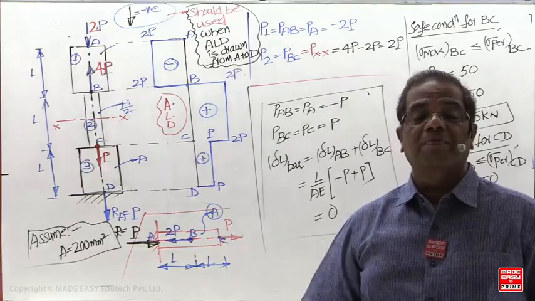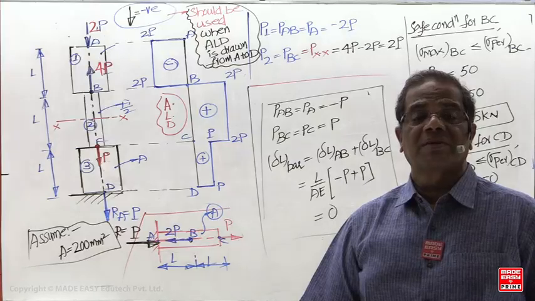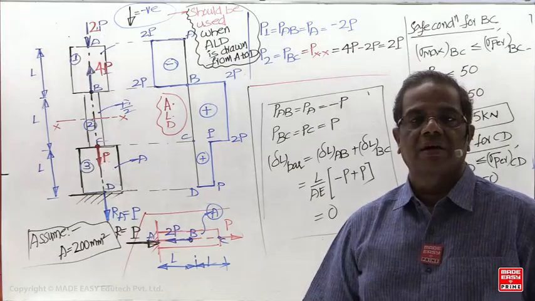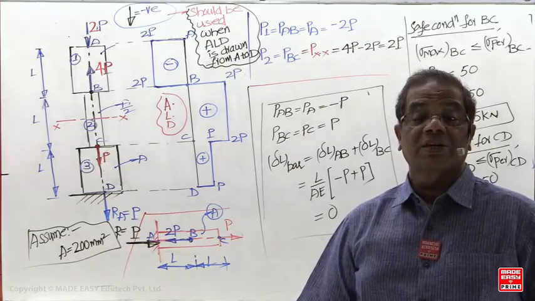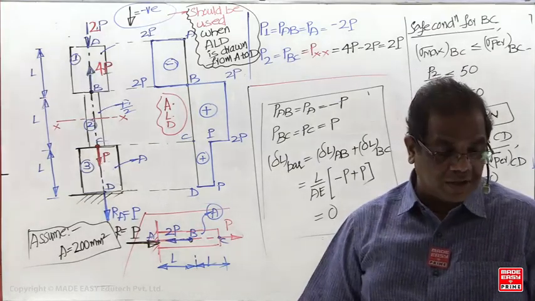But based upon my experience, I am going to tell you: the section method is the best when only one section is sufficient. When more than one section is required, in that case, it is better to go for the ALD or otherwise the shortcut method.